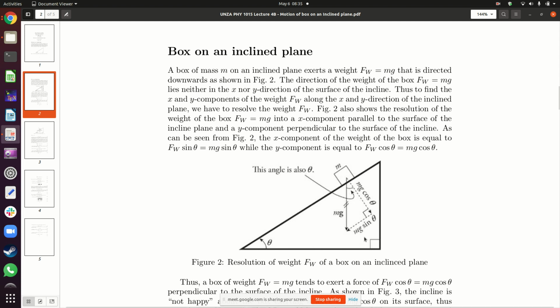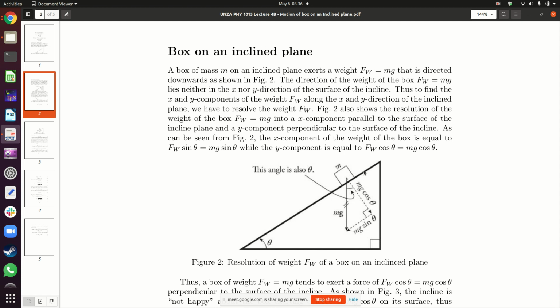Are we clear? So this mg sin theta is the part of the weight that tends to pull the box down the incline. That's why something on an incline will tend to move down. It's because it's being pulled by this mg sin theta. On the part of the friction, if the box is being pulled down, the friction is going to be opposite, and usually in most cases, friction is very small.